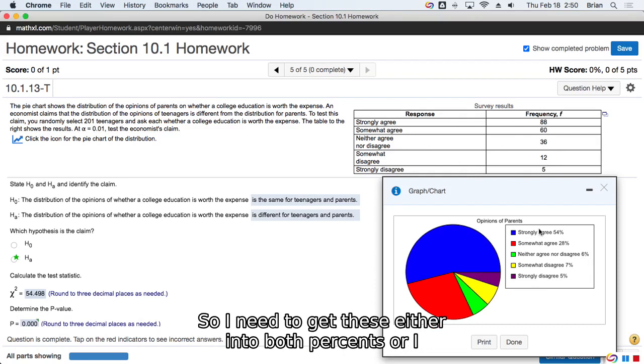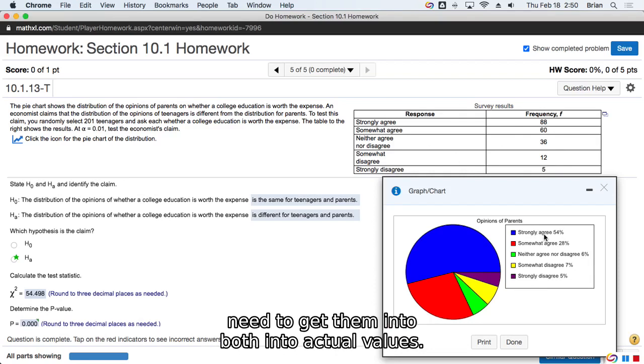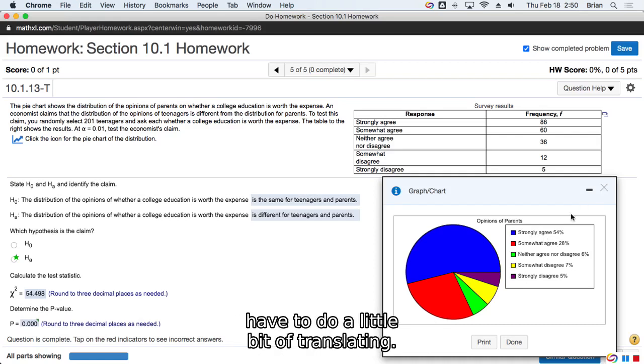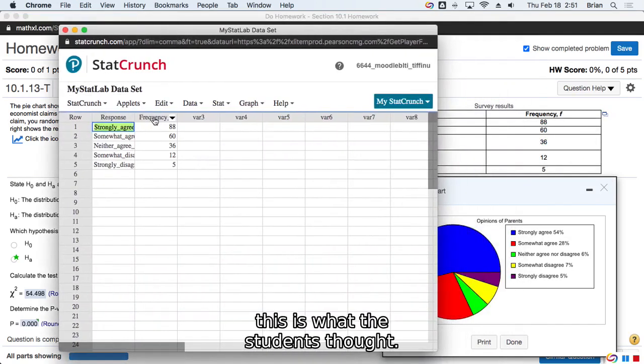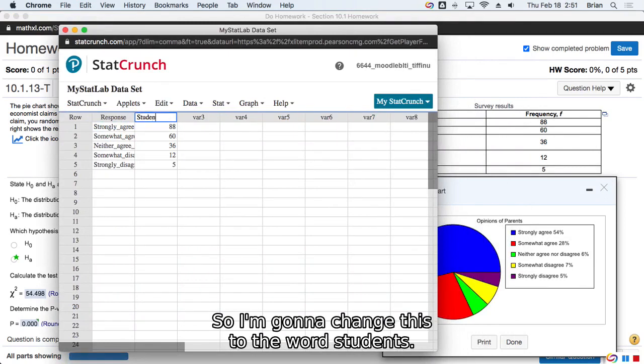So I need to get these either into both percents or I need to get them both into actual values. So what I'm going to have to do is a little bit of translating. I'm going to open this up in StatCrunch. So now that StatCrunch is showing up, this is the frequency. This is what the students thought. So I'm going to change this to the word students.